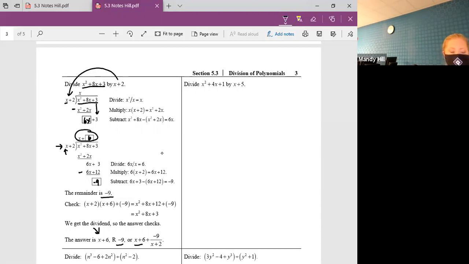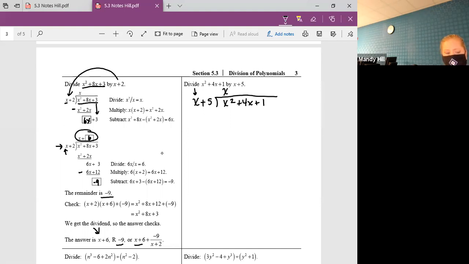So let's work one of these by ourselves. So we've got x plus 5, put that on the outside. Underneath, we should put x squared plus 4x plus 1. So we're asking ourselves, what do we have to multiply? It's always the first term. What do you multiply x by to get x squared? Because when we subtract it, we need it to go away. Well, I'm going to have to multiply it by x to get it to go away.